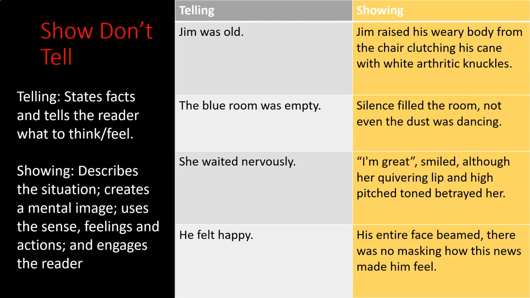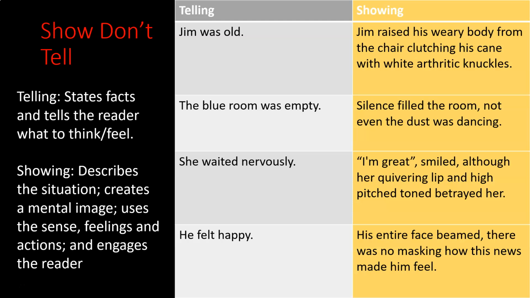Telling. What is telling? Telling is when you state facts and you tell the reader what to think or what to feel or what is happening, and you're just saying things. Okay, so we have a few examples here on the left hand side of this table. Jim was old. You're telling us something. All right, the blue room was empty. You're telling me something. Okay, you're stating a fact. She waited nervously. Again, you're just giving me information. You're not really creating an image here. You're just giving me, this is what happens.